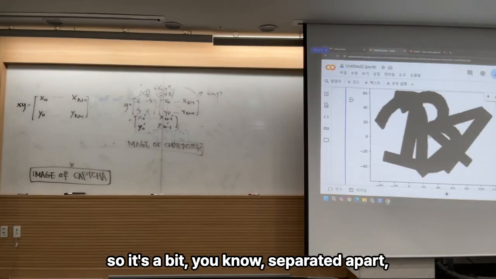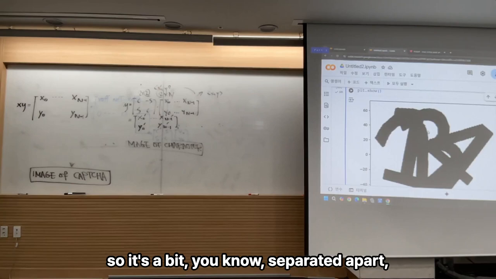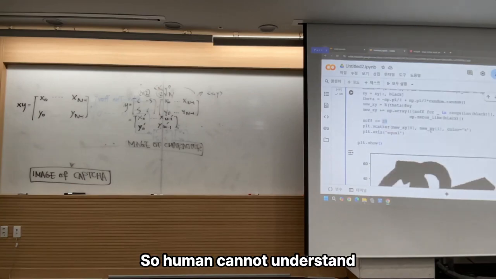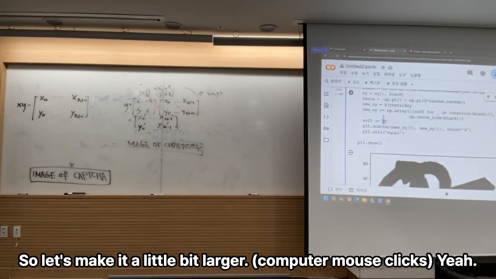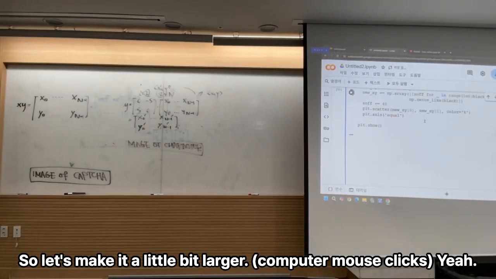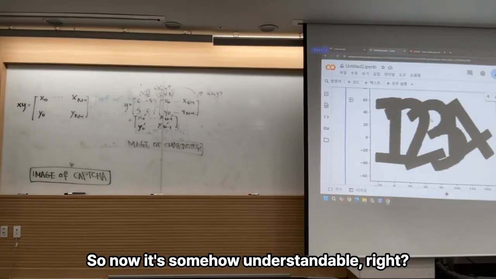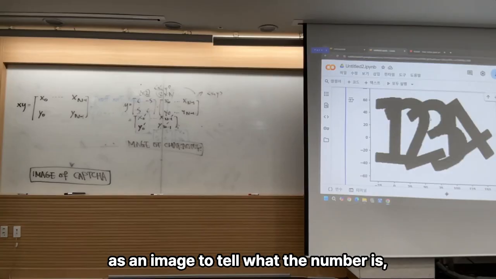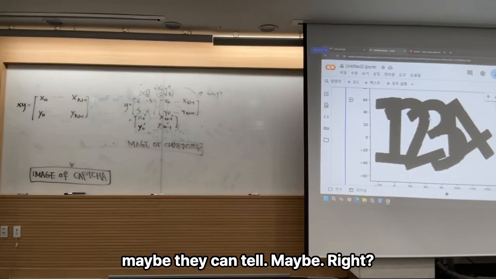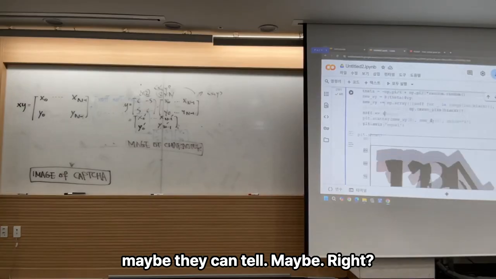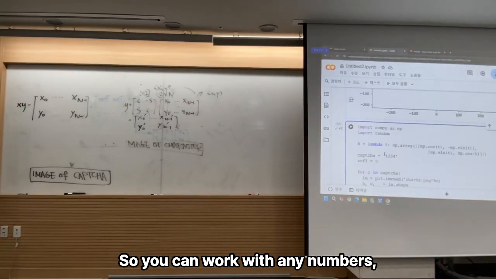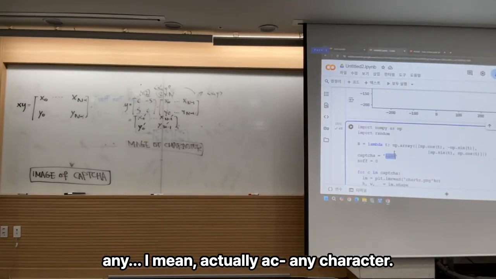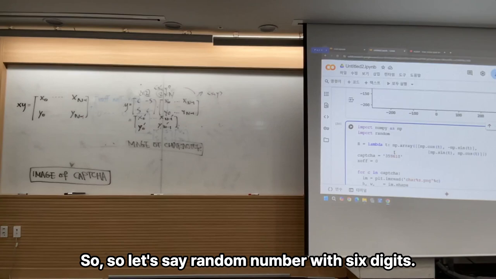Okay, so it's a bit separated apart, but not that much, so a human still cannot understand what it means. So let's make it a little bit larger. Yeah, so now it's somehow understandable, right? A human can know it, but if you put that in ChatGPT as an image to tell what the number is, what the character is, maybe it can't tell, right? So you can work with any numbers, actually any character. So let's say a random number with 6 digits.